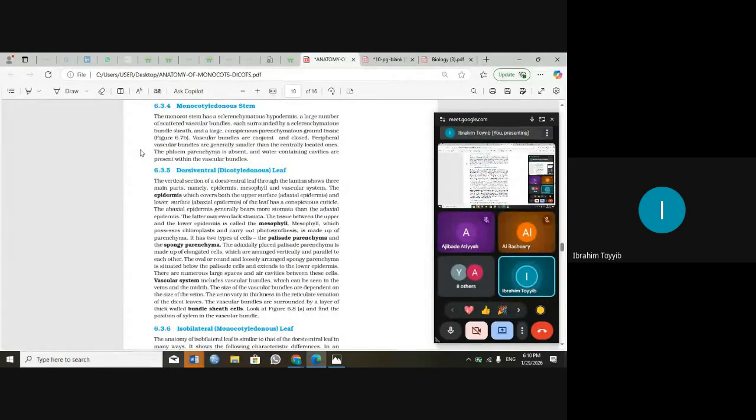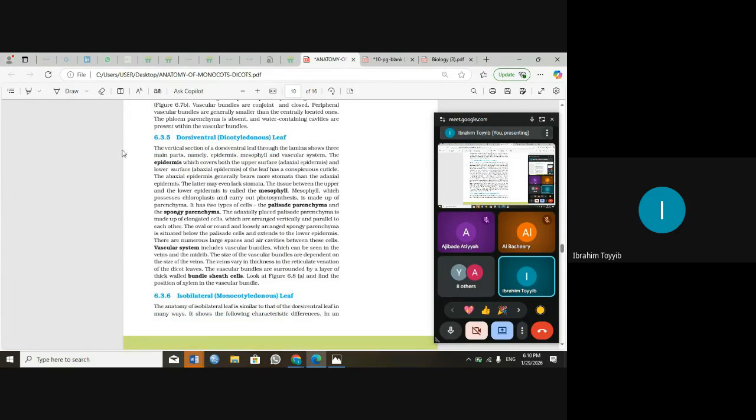So now let's look at the leaf structure. The leaf lamina has these main parts: the epidermis, the mesophyll, and the vascular system. Those are the things that we'll find in the leaf. The epidermis is majorly the part that covers the upper surface of the leaf. That's where we have the stomata.